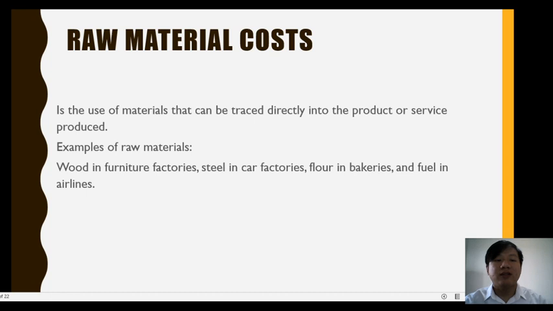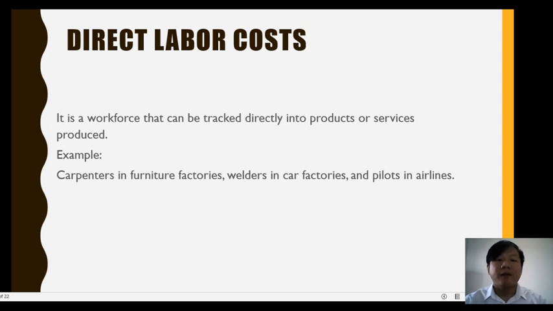Raw material cost is the use of materials that can be traced directly into the product or service produced. Examples of raw materials: wood in a furniture factory, steel in car factories, flour in bakeries, and fuel in airlines. Direct labor cost is a workforce that can be traced directly into products or services produced. Example: carpenters in a furniture factory, welders in a car factory, and pilots in airlines.